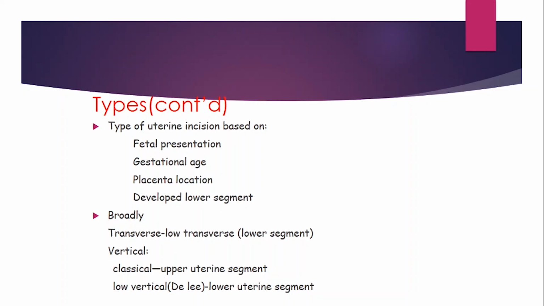So now, let's talk about types of uterine incision. The types of uterine incision will be based on the presentation of the fetus, the gestational age, the placenta location, then how developed the lower segment of the uterus is. And of course, broadly, it can be classified as transverse. That's low transverse, lower segment incision. That's on the uterus now. Then vertical, that's classical or upper uterine segment incision. Then low vertical, that's the Delee incision. The incision that you put is about 2/3 in the lower uterine segment and about 1/3 in the upper uterine segment. We're going to talk a little more about this as we move on.